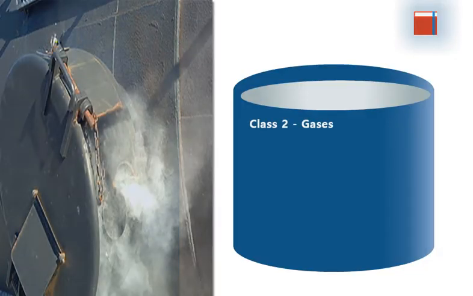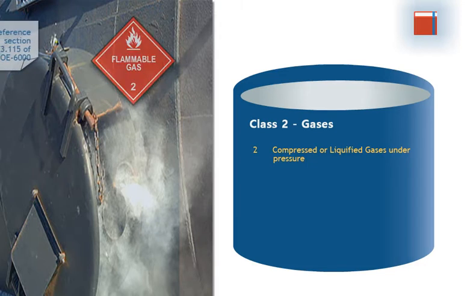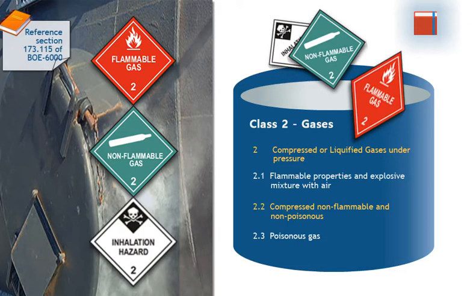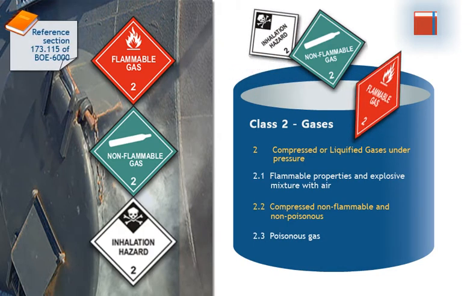Class 2 hazardous materials are compressed gases. Divisions within Class 2 indicate whether the gas is flammable, non-flammable, poisonous, corrosive, or a combination of these characteristics.